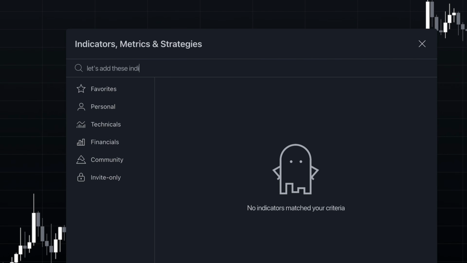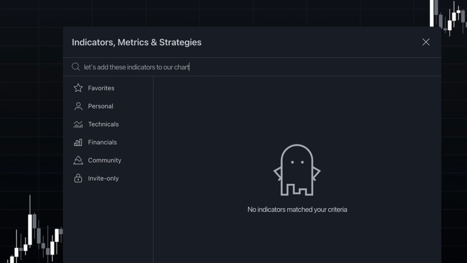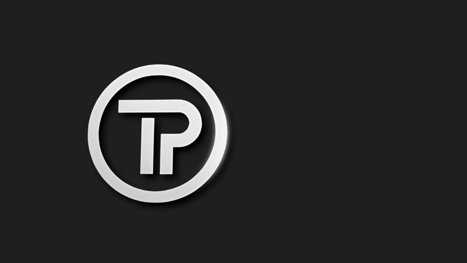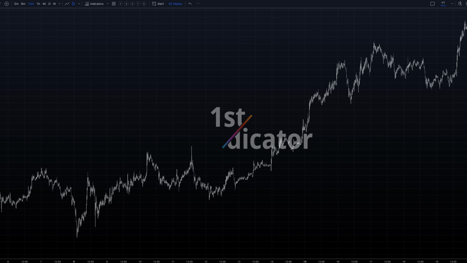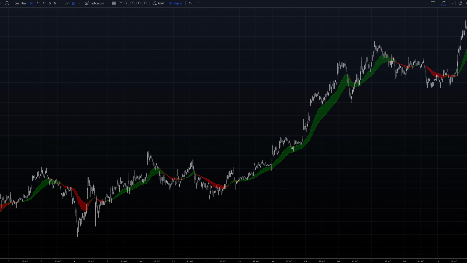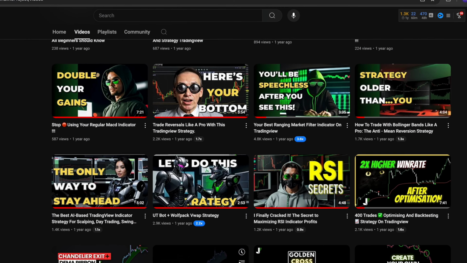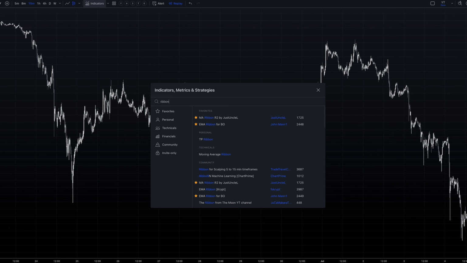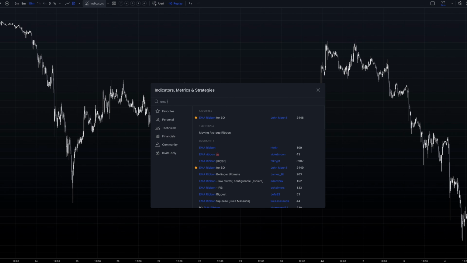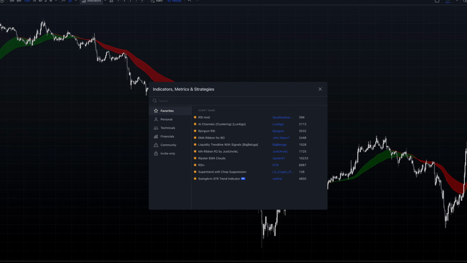Let's add these indicators to our chart, and we'll discuss settings and rules later in the video. To identify trend direction, we'll use the EMA ribbon. I've chosen one that I use in most of my strategies, not because I'm too lazy to find alternatives, but because it's effective and meets our needs.